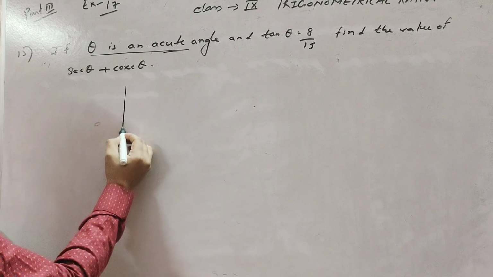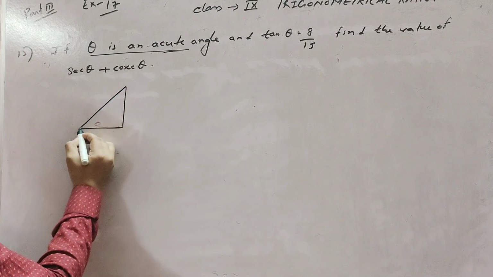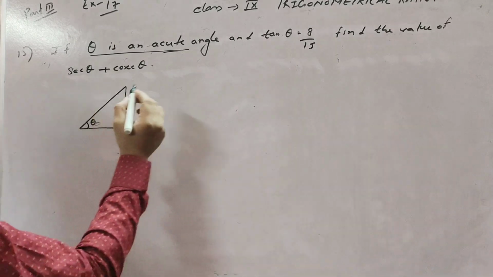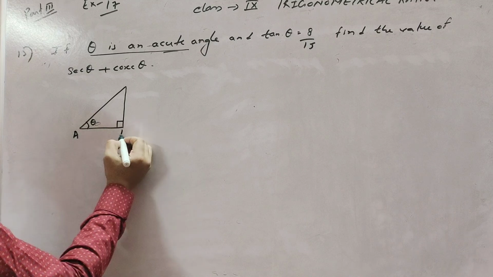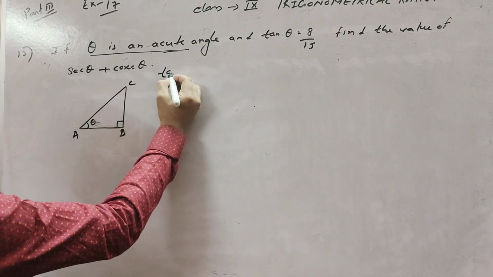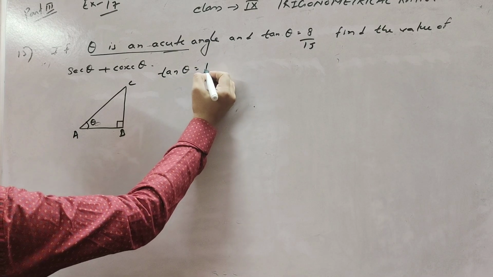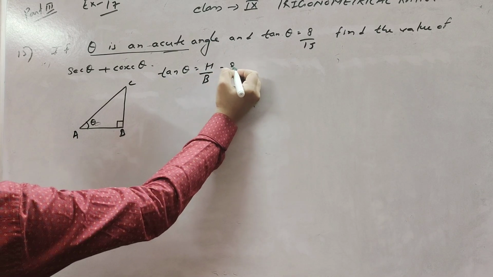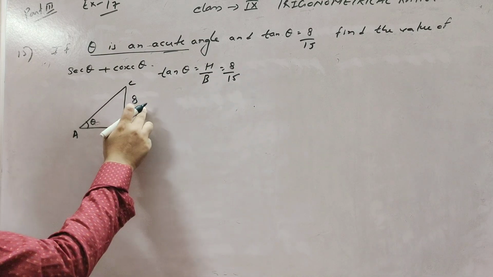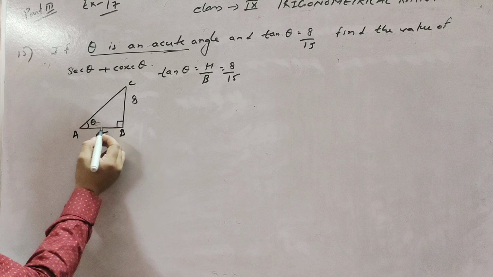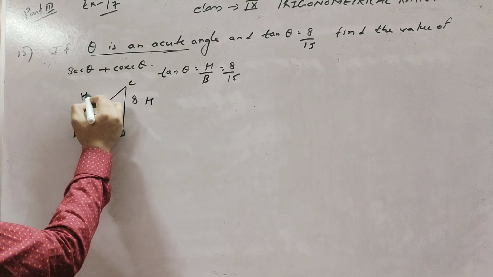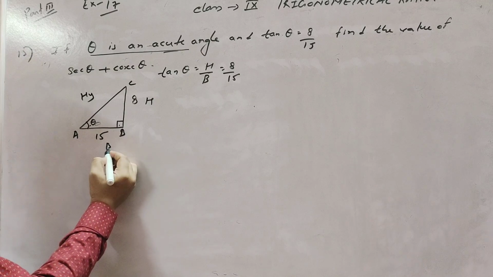First of all we draw a right angle triangle, okay, and here is 90 and here is theta. Okay, this is A, B, C. Tan theta, tan means what? Height by base, and this is given 8 by 15. So height is 8 and base is 15, because we know that opposite of angle is height, opposite of 90 is hypotenuse, and the left one is base.